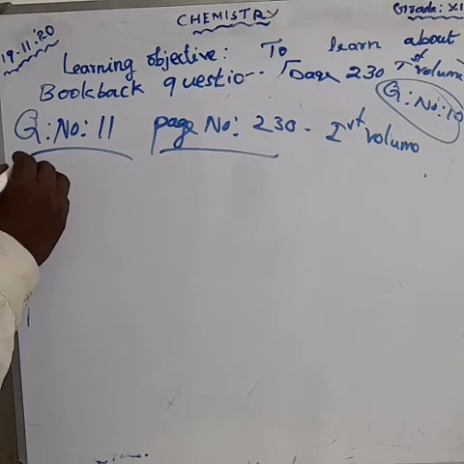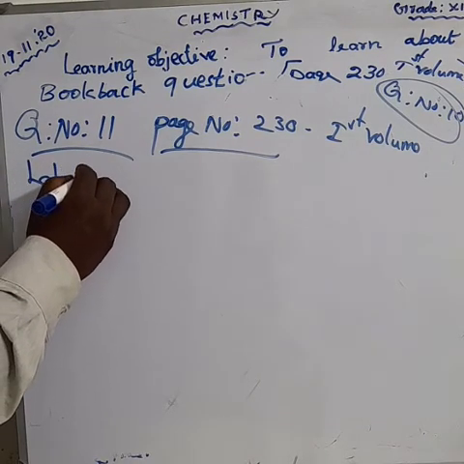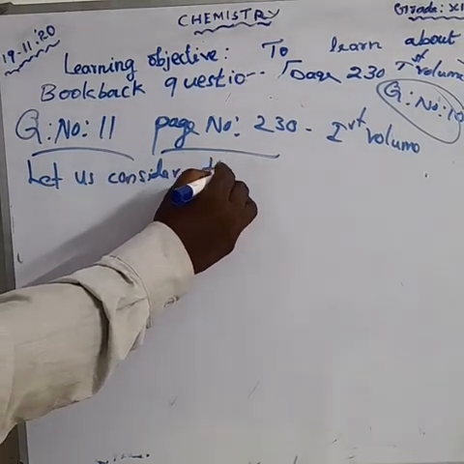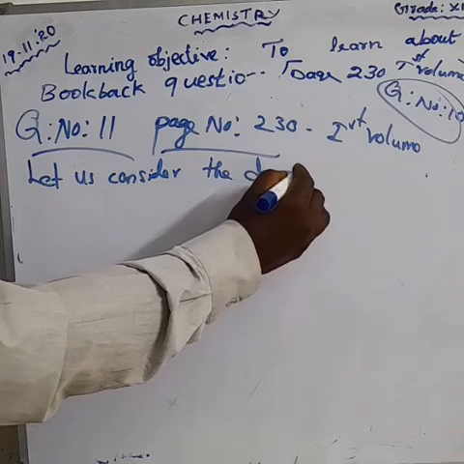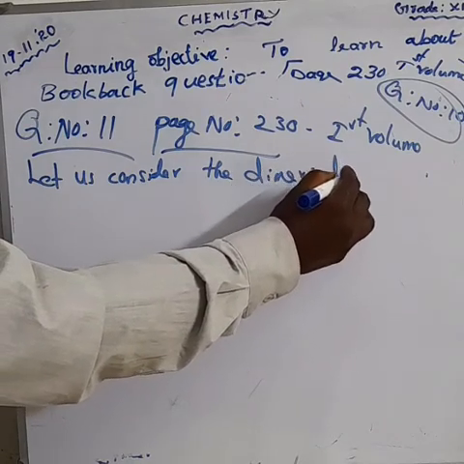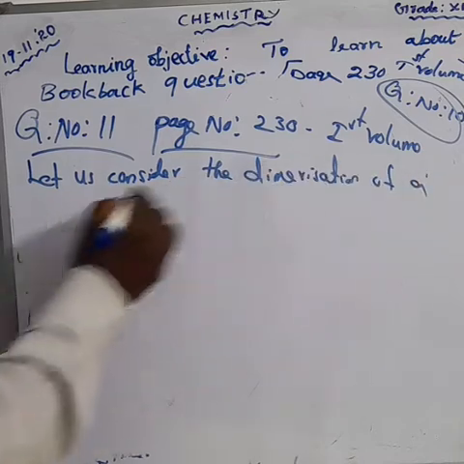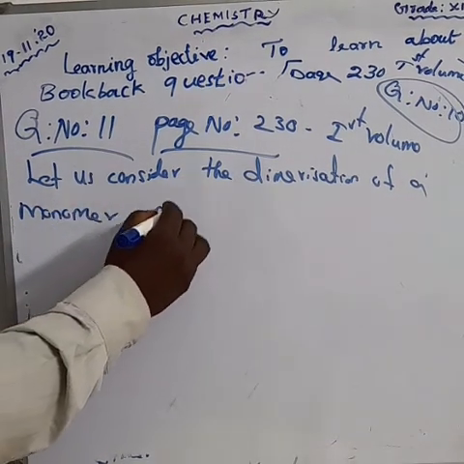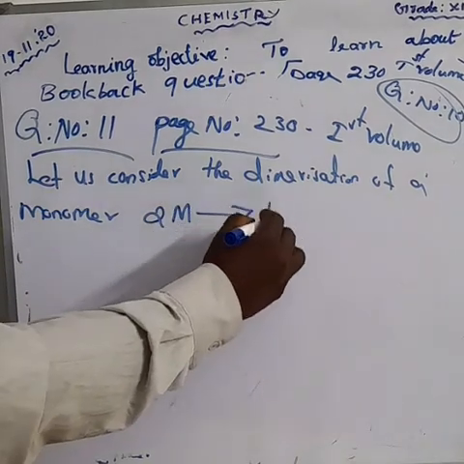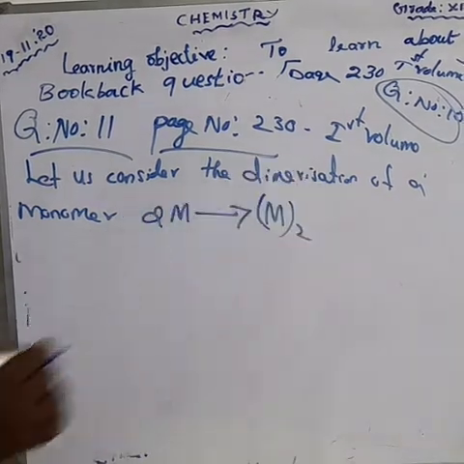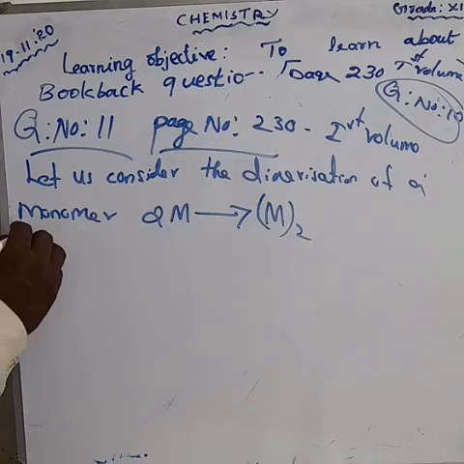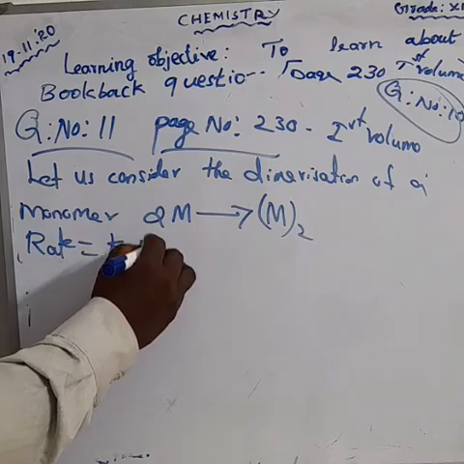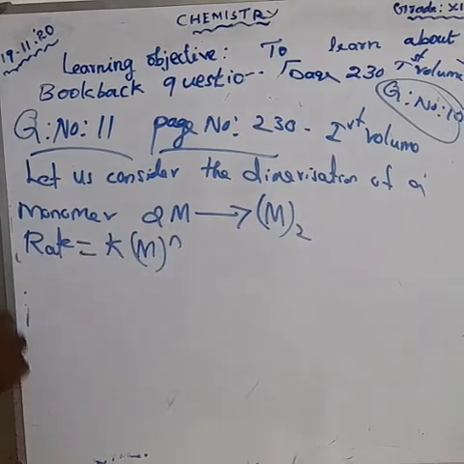Okay. Let us consider the dimerization of a monomer. 2M gives M2, let's say. Then rate is equal to k into M to the power n.